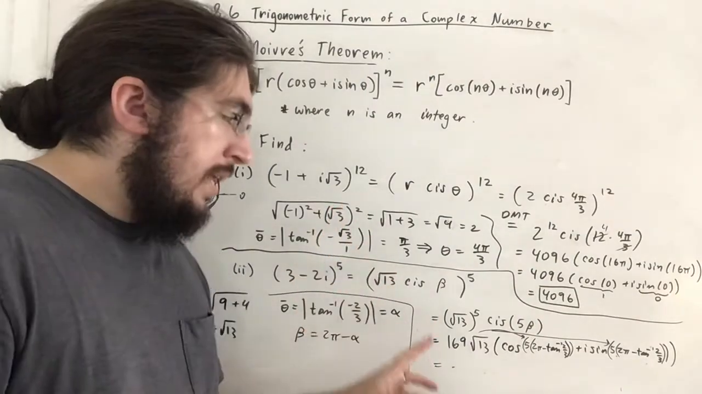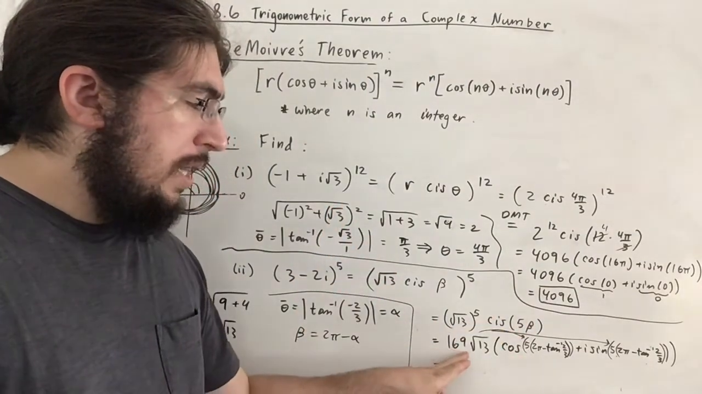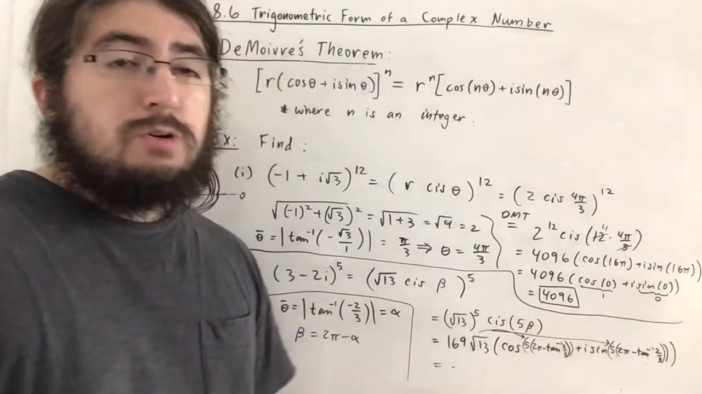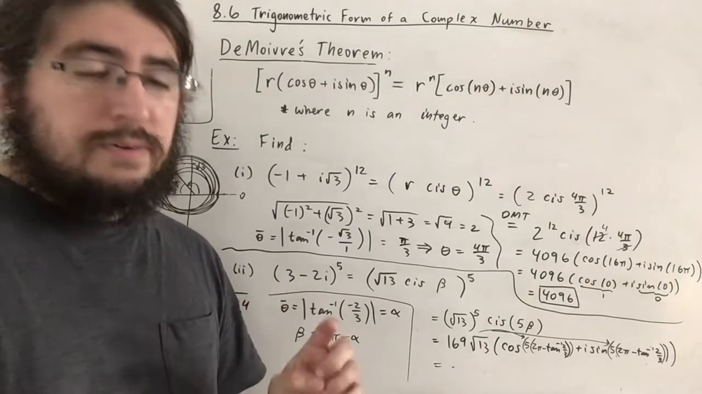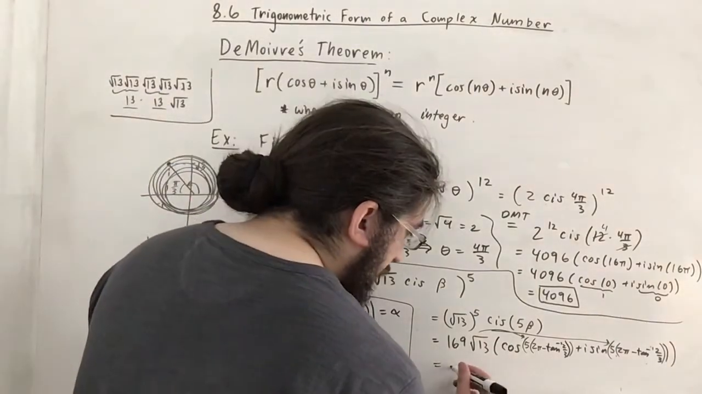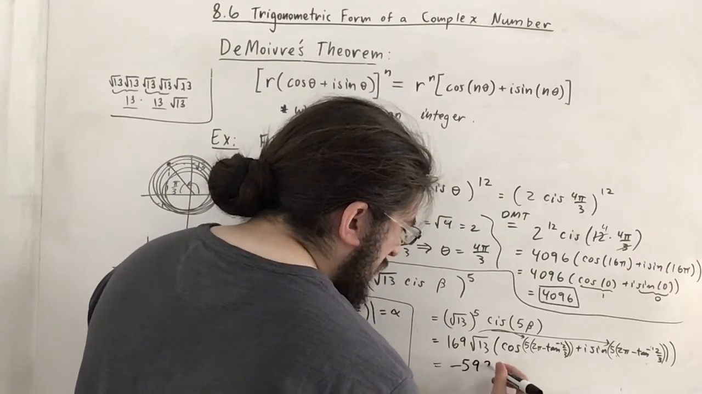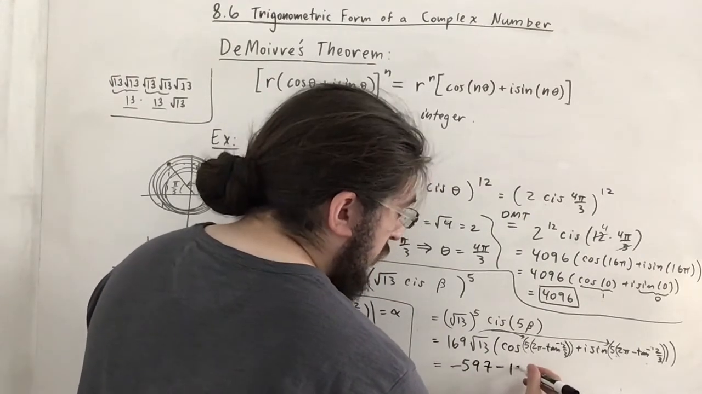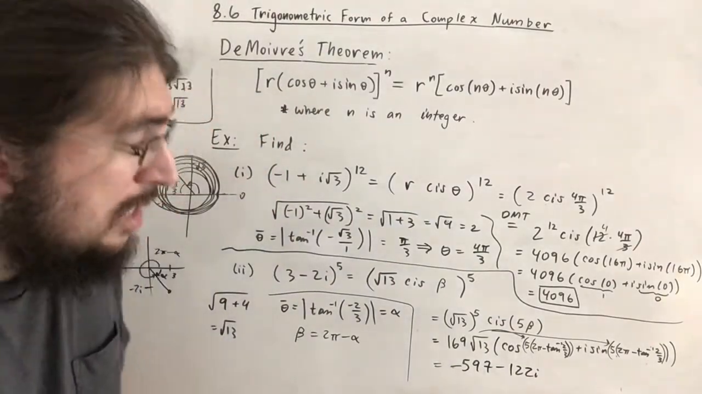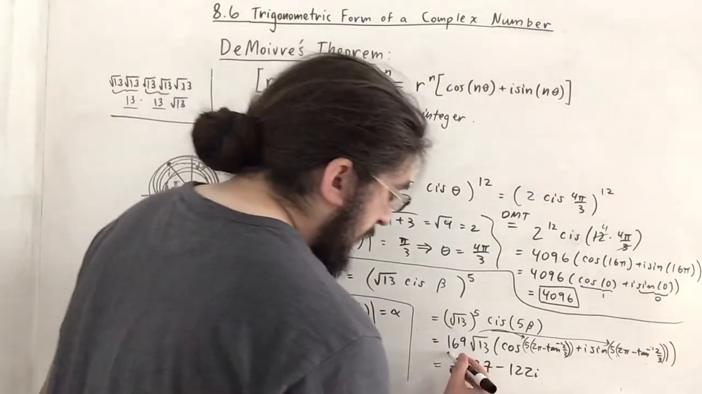So it seems like you would have to approximate. But if you actually distribute this 169 radical 13 and multiply that to each of these values for sine and cosine, you actually get nice integer values. And here's what I got anyways. I got negative 597 for the real part and negative 122 for the imaginary part. Perfect. And this should make a lot of sense. It should make you happy. I mean, it makes me happy.